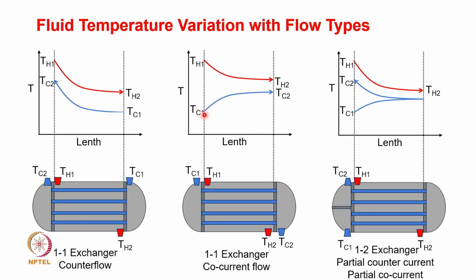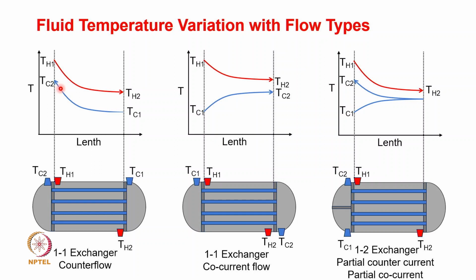So what you could see here is that the cold fluid temperature will increase from Tc1 to Tc2, and the hot fluid temperature will decrease from Th1 to Th2. And again, what we can see here is that Tc2 will be lesser than Th2, which is not the case here. So you can see the cold fluid exit temperature here would be higher than the hot fluid exit temperature in counter flow.